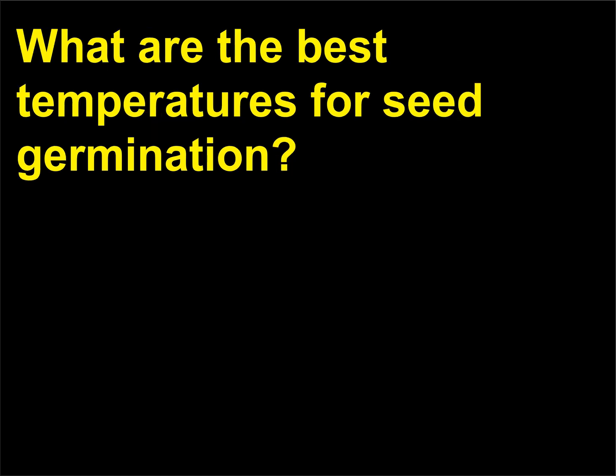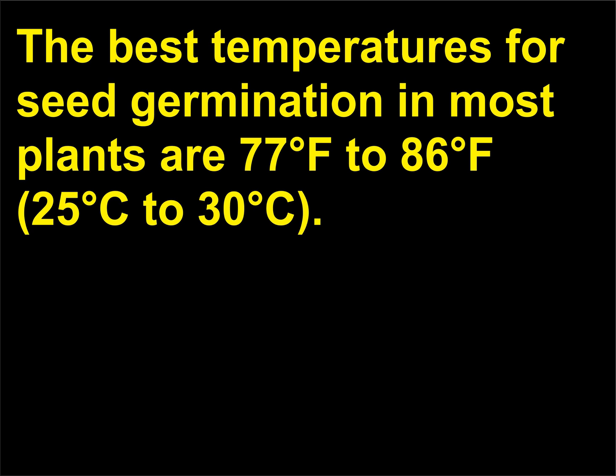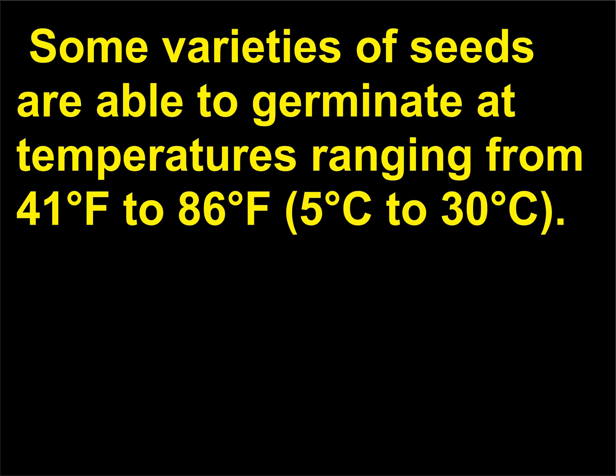What are the best temperatures for seed germination? The best temperatures for seed germination in most plants are 77 degrees Fahrenheit to 86 degrees Fahrenheit, 25 degrees Celsius to 30 degrees Celsius. Some varieties of seeds are able to germinate at temperatures ranging from 41 degrees Fahrenheit to 86 degrees Fahrenheit, 5 degrees Celsius to 30 degrees Celsius.